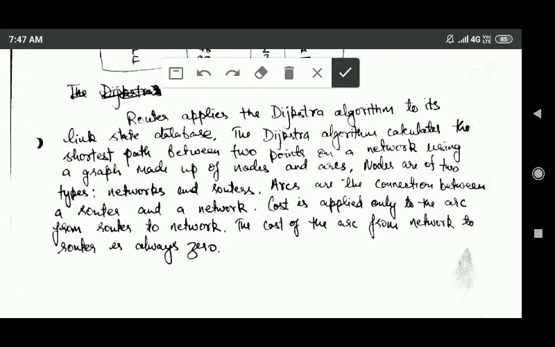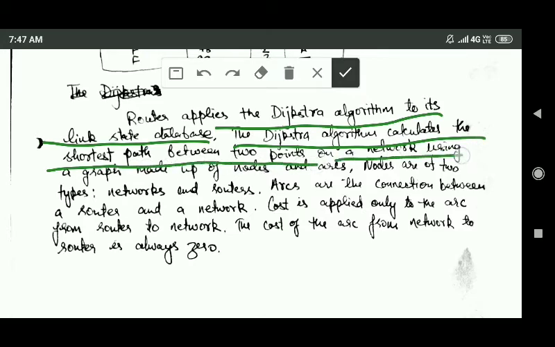So once every router has its link state database, then whenever a router has to send a packet, the router will apply Dijkstra's algorithm to its link state database. Dijkstra's algorithm is a single source shortest path algorithm. If you want to study Dijkstra's algorithm, you can watch my video given in the playlist of design and analysis of algorithms. This Dijkstra algorithm calculates the shortest path between 2 points on a network using a graph. Here the graph is made up of nodes and arcs. In this case, the nodes are of two types, networks and routers.